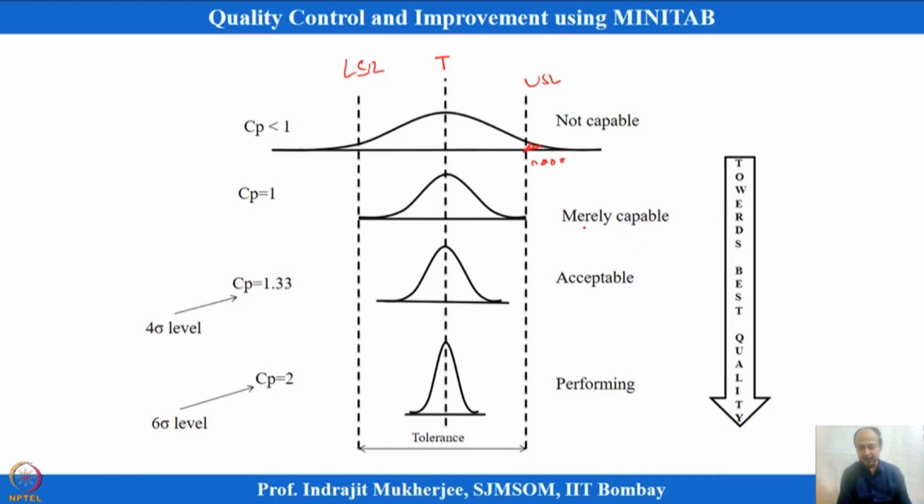Okay. So, this is merely just capable what we told, and this is the 1.33, 4 sigma level what is written over here. Some companies may accept this as the acceptance level of Cp values, but for excellent performance we always say that Cp value should be equal to 2, which is equivalent to 6 sigma level. So, towards excellence, if we are moving for quality, we should look for Cp close to 2, and at least more than 1.33. Many industries follow 1.33 as the basic standard of accepting a CTQ performance.